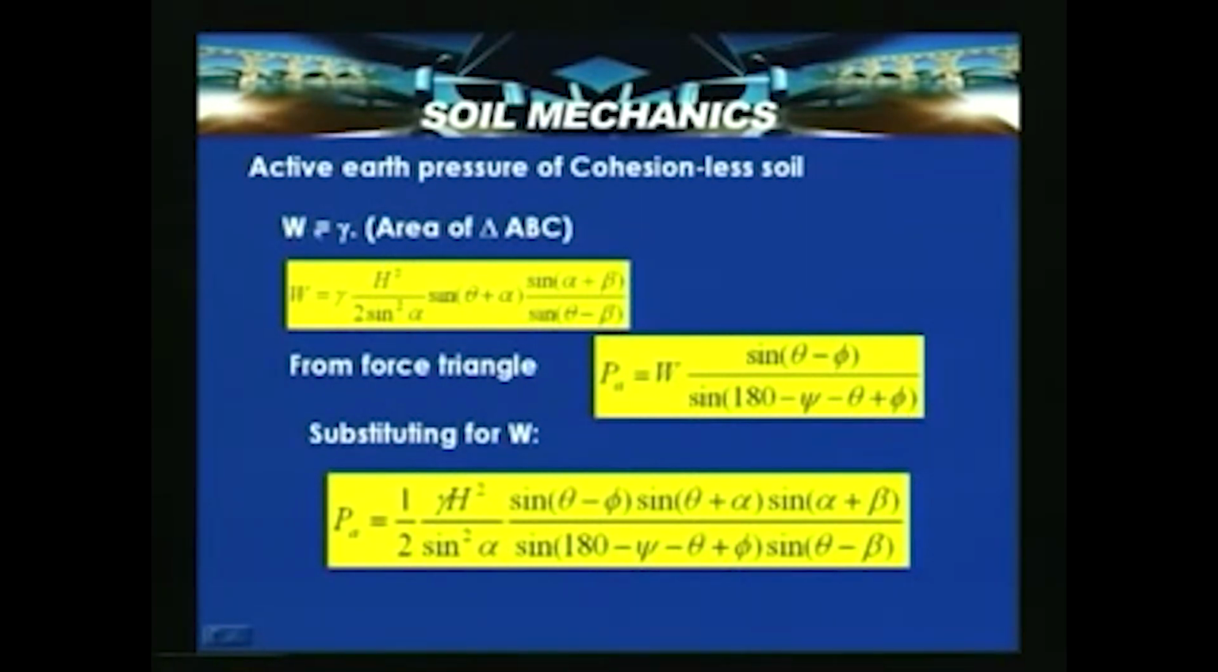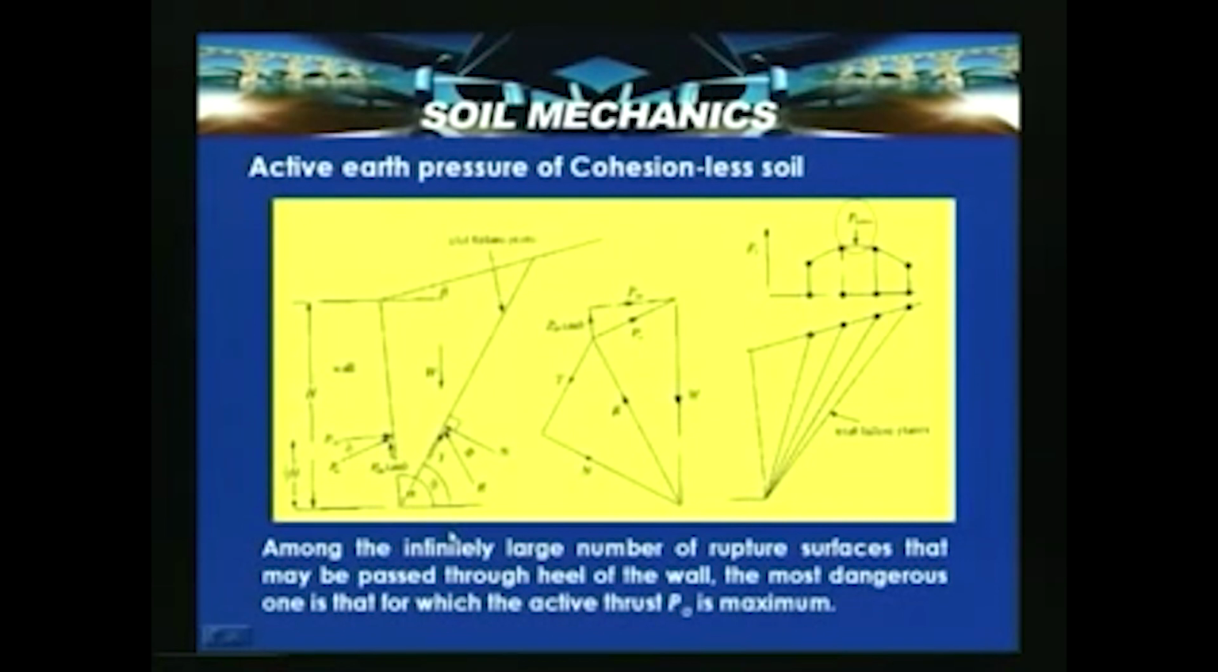Now, substituting for W in this, we get an expression Pa is equal to half gamma h square divided by sine square alpha into sine theta minus phi into sine theta plus alpha into sine alpha plus beta, divided by sine of 180 minus psi minus theta plus phi into sine theta minus beta. So, this we can now differentiate with respect to theta. Theta is the inclination of the failure surface with the horizontal, and the surface which gives the maximum active thrust on the wall is computed here as the active thrust.